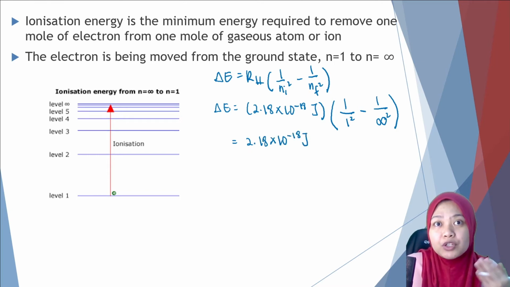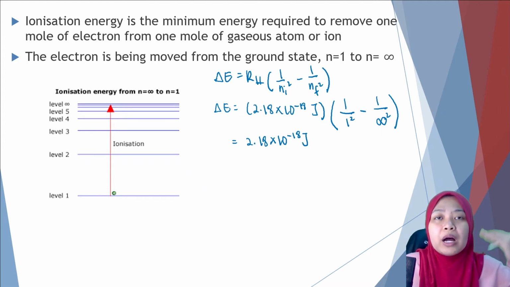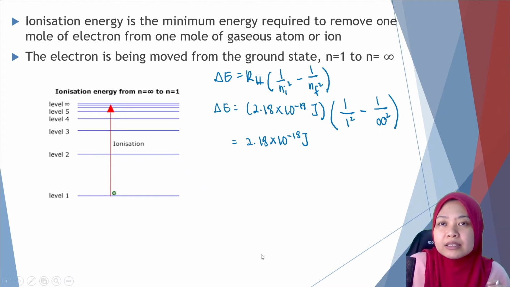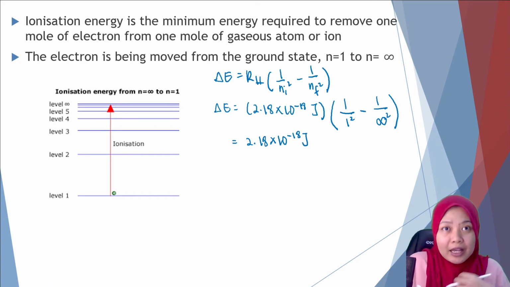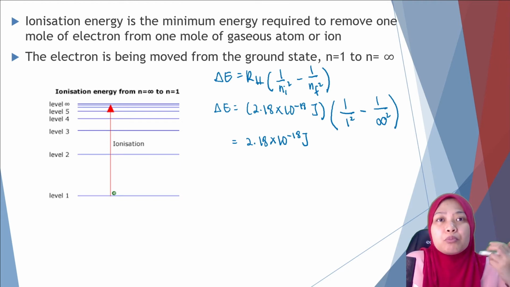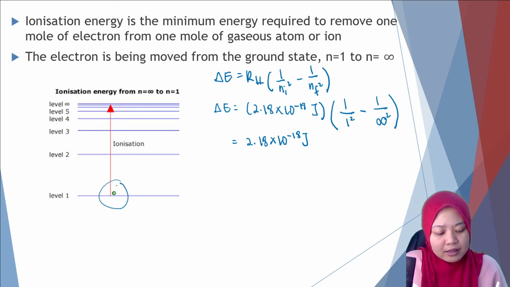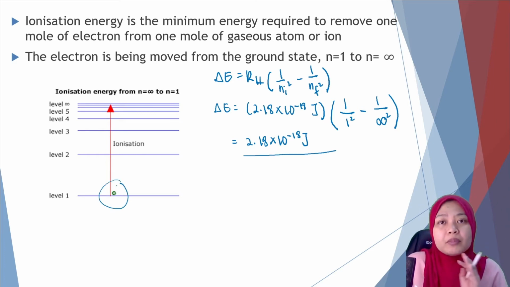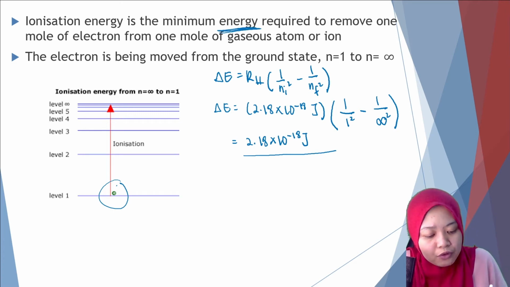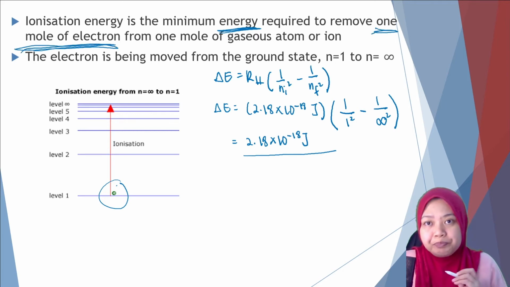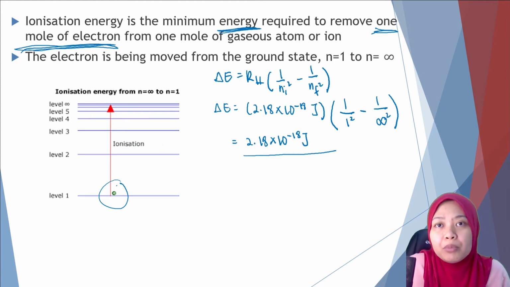The value will be positive, logically, because it moves from lower to higher energy level. This is not yet the ionization energy. This is just delta E, meaning how much energy the electron absorbs to move from n equal to 1 to n equal to infinity. So this electron needs this much energy. But according to the definition, it wants the energy specifically for 1 mole of electron. So this is not 1 mole, it's many moles.